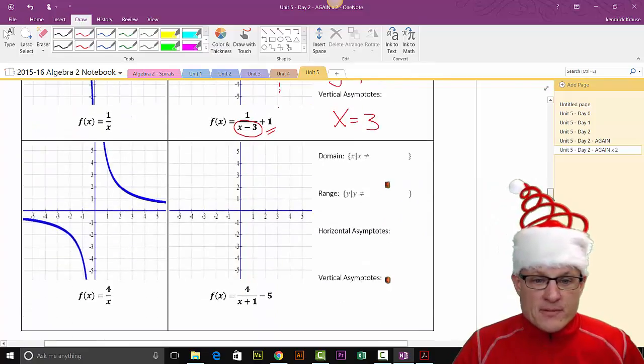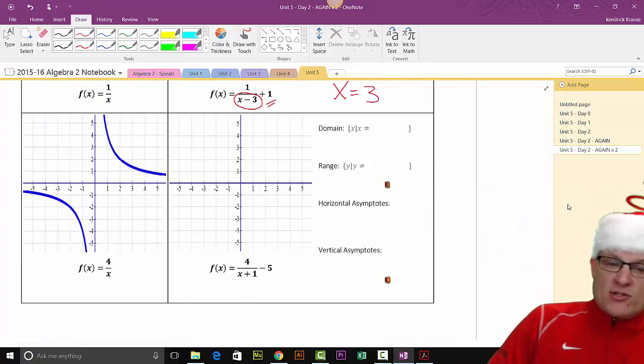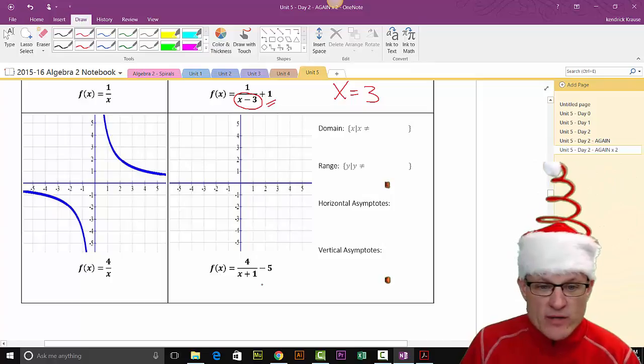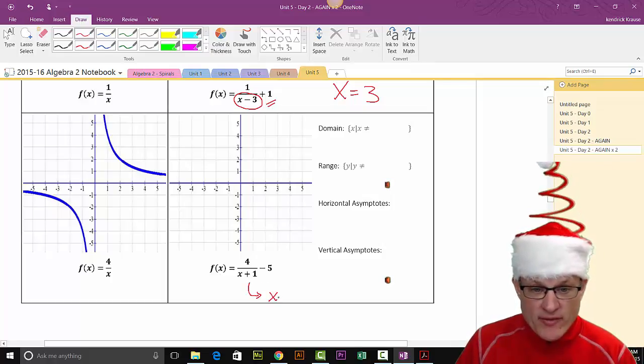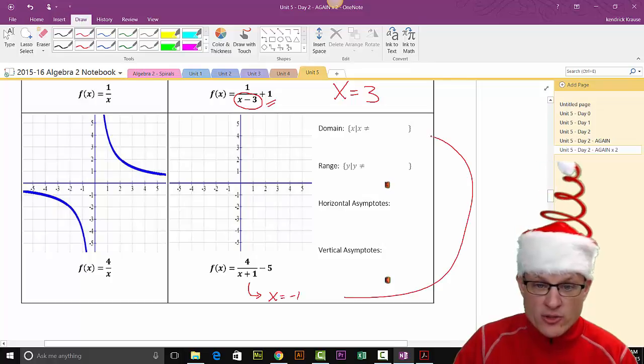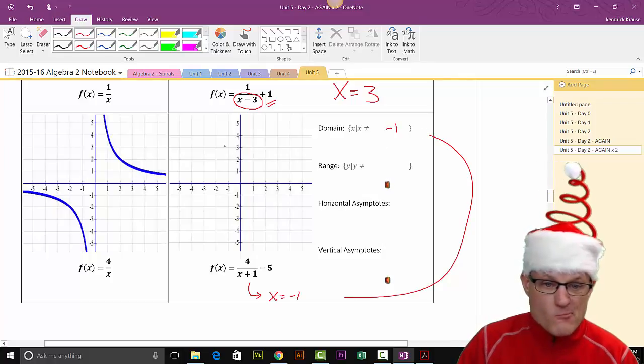Let's go to the next one. All right, let's take a look and see what's going on here. We've got a vertical asymptote of x equals negative 1. I should have put that there, but x can't equal negative 1.